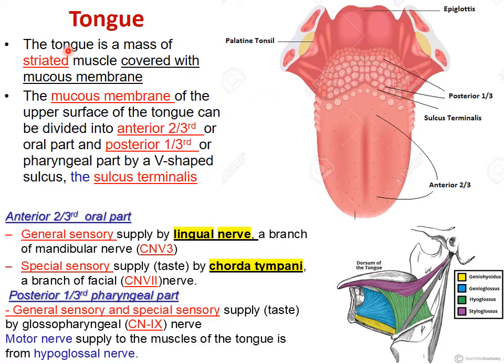Right. The tongue is a mass of striated muscle covered by mucous membrane. As in the cut section, we have seen the tongue comprising so many muscles, right? And here, regarding the muscles, you can see that there are 1, 2, 3, 4. All the muscles that are named with glossus at the end, like genioglossus, hyoglossus, styloglossus. So these glossus muscles are the main muscles, right? There is another muscle called the geniohyoid. So there is the geniohyoid, there is the genioglossus, right?